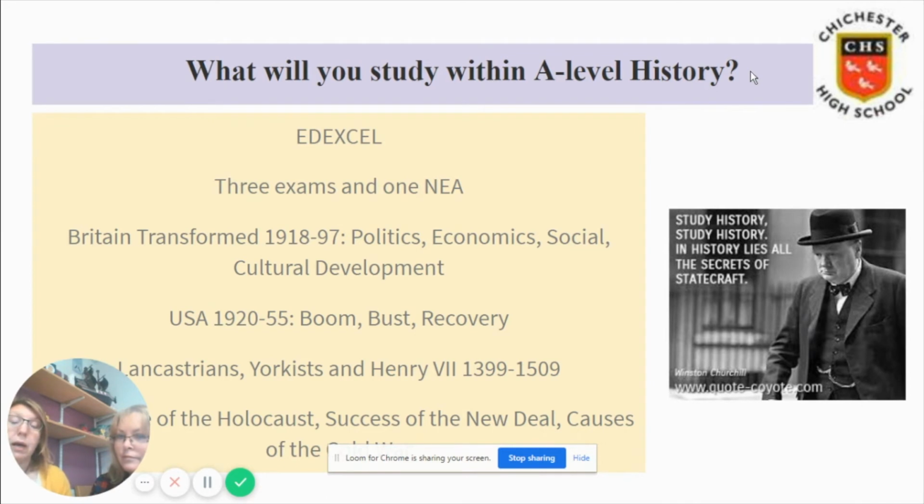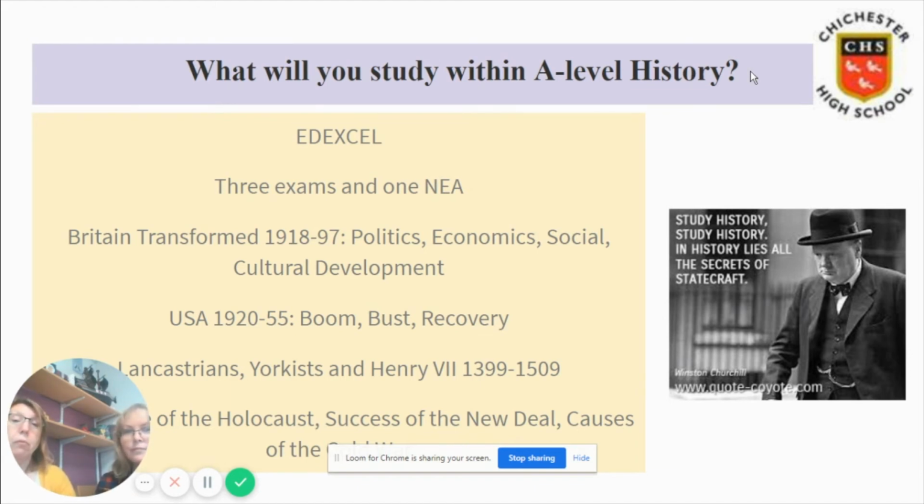Okay, and then also as part of this we do an NEA, or what used to be known as coursework, and here we look at the reasons behind the Holocaust, the success of the New Deal and the causes of the Cold War. So we've streamlined you into 3 areas where we've got lots of information to help and support you. And this is really good experience for you, because when you go off to do a degree, this independent study that's behind the NEA is what boosts you and readies you for university.